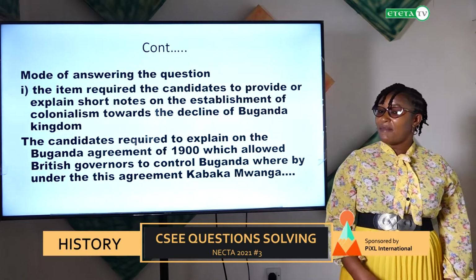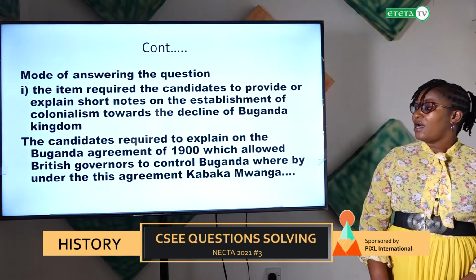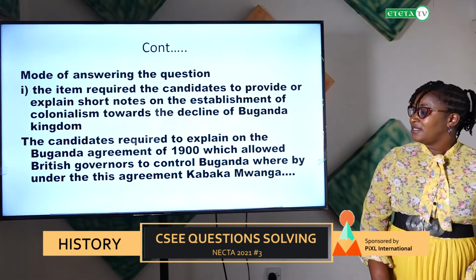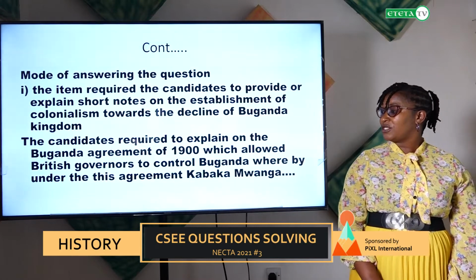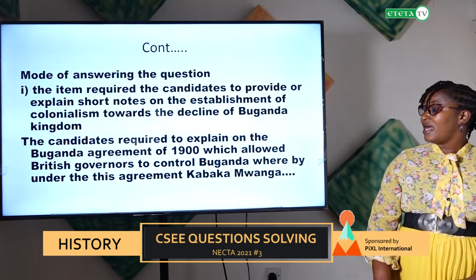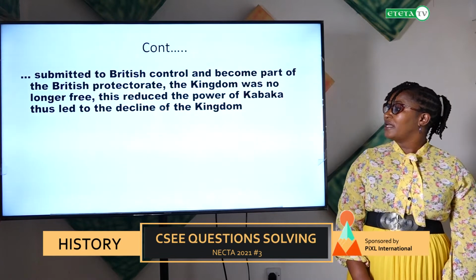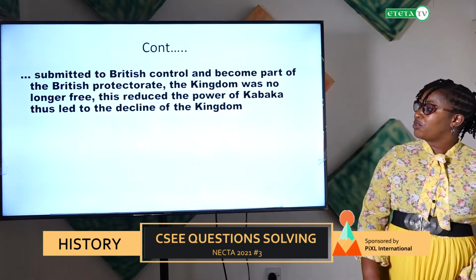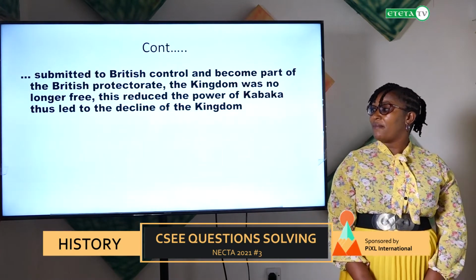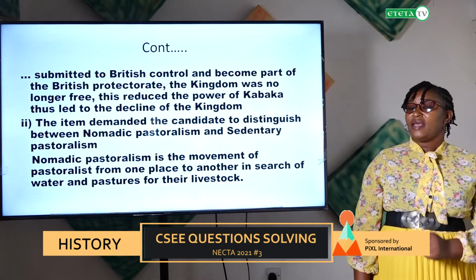Establishment of colonialism is among the factors for the fall of Buganda kingdoms. The candidate was required to explain the Buganda Agreement of 1900, which allowed British governors to control Buganda, whereby under this agreement, Kabaka Mwanga submitted to British control and became part of the British protectorate. The kingdom was no longer free. This reduced the power of the Kabaka and thus led to the decline of the Buganda kingdom.